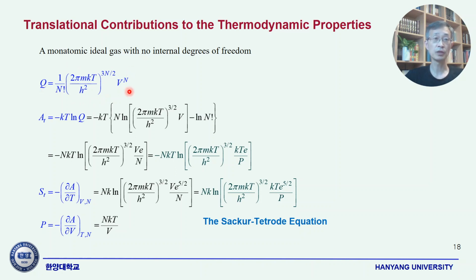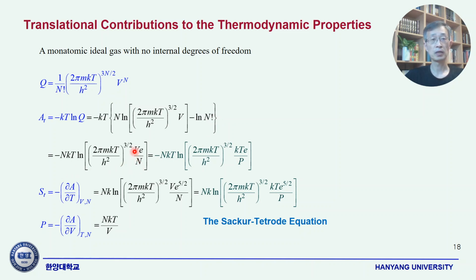So Q is here, and then we can take minus kT ln Q, which will give us the translational Helmholtz free energy. We just put these into the ln, and it gives us this. And because this is minus ln N factorial, what we do is minus N ln N plus N, which is done here, and that gives us this.